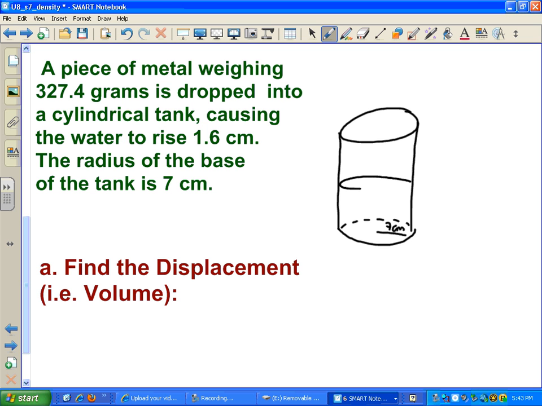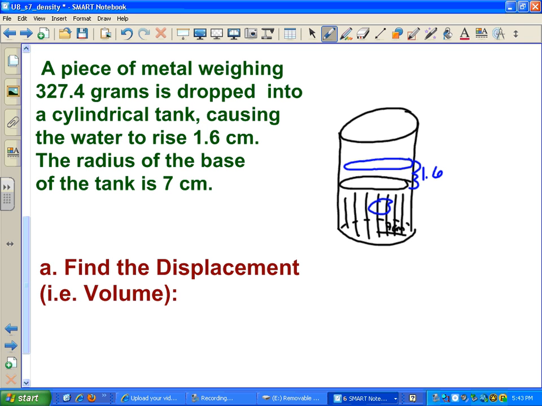Right now it's at some certain level. I'm not sure how much, but it doesn't matter. It's at some certain level. And then when we drop in this piece of metal, so there's our piece of metal we drop in, the water level rises. So now the water level is up to here. Well, this difference in the water level rise is 1.6.